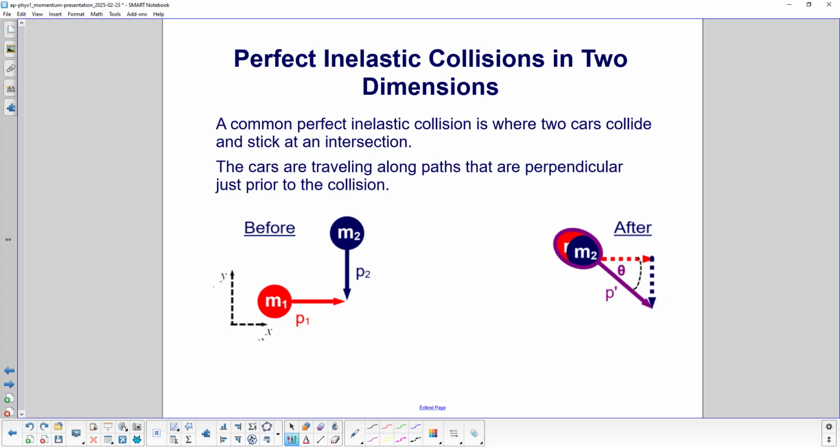A common perfect inelastic collision is where two cars collide and stick at an intersection. The cars are traveling along paths that are perpendicular just prior to the collision. So here's our reference frame over here. Mass 1 is moving to the right, mass 2 is moving down, and afterwards they stick together with a combined momentum of P', and they move off at this angle theta.